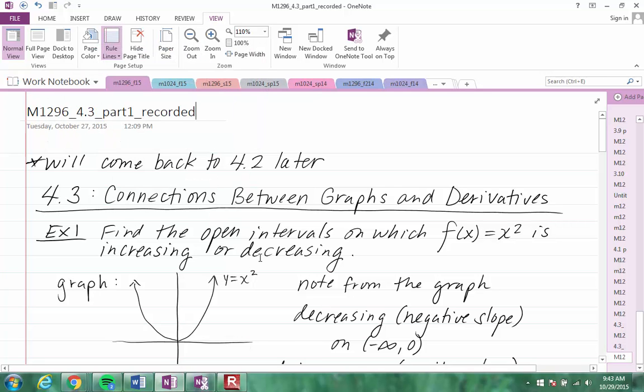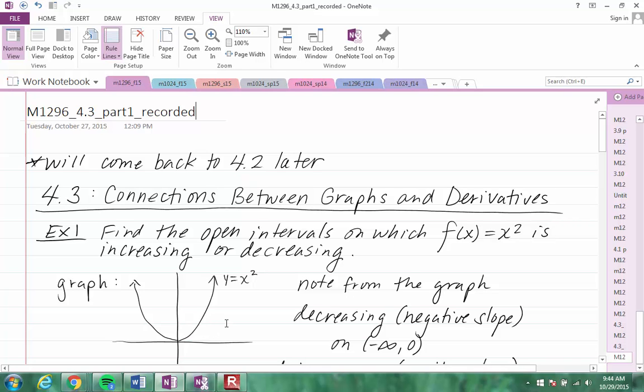So 4.3 is called How Derivatives Affect a Graph. I kind of renamed this to Connections Between Graphs and Derivatives. So now we're going to dig a little bit deeper and talk about derivatives and what that means for different parts of a graph. And that's going to allow us to be able to draw graphs eventually really well with the curvature taken into account.